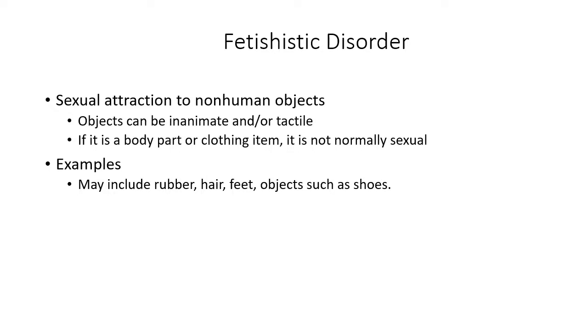It could be clothing, it could be a fabric or a material, it could be a part of the body again, but if it's a part of the body, it's not one that's normally classified as sexual. We'll get to that on the next slide a little bit more, but this is when you're looking at things like rubber, hair, feet, objects such as shoes. So you see here that even though you've got this included, there are human things here like hair and feet, it's not things that are normally considered sexual.